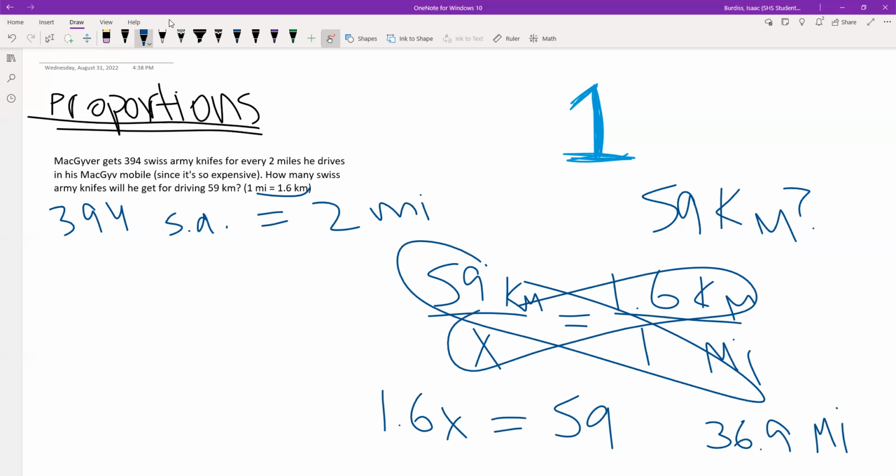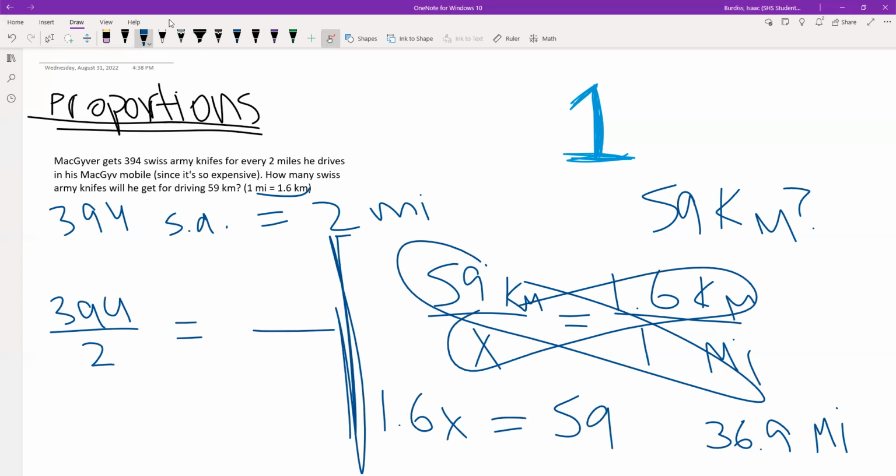Okay, so now that was our first proportion. Now we need another one to actually answer the question. So we have 394 for 2 miles. How many for 36.9 miles is what we're trying to find. Same thing, we cross multiply. That would end up doing 2x.